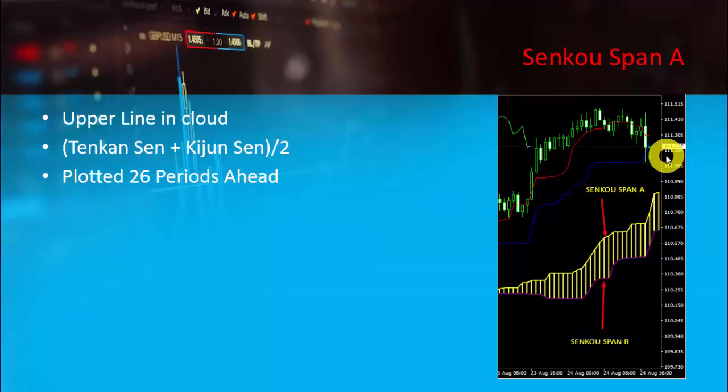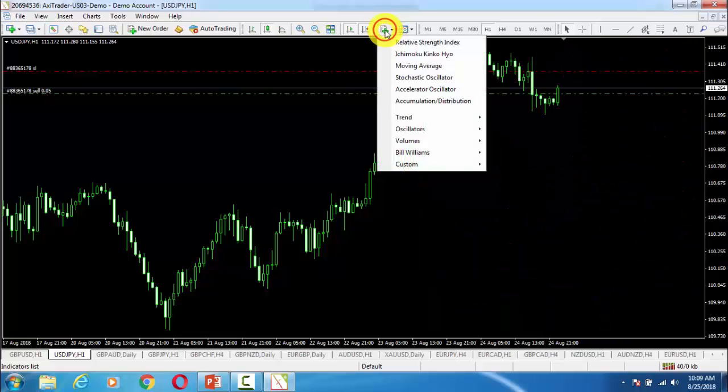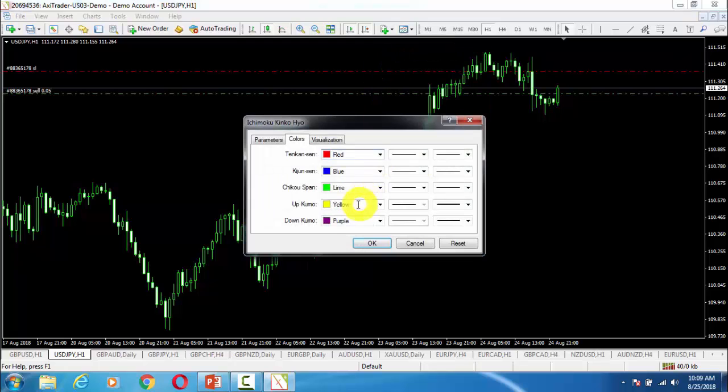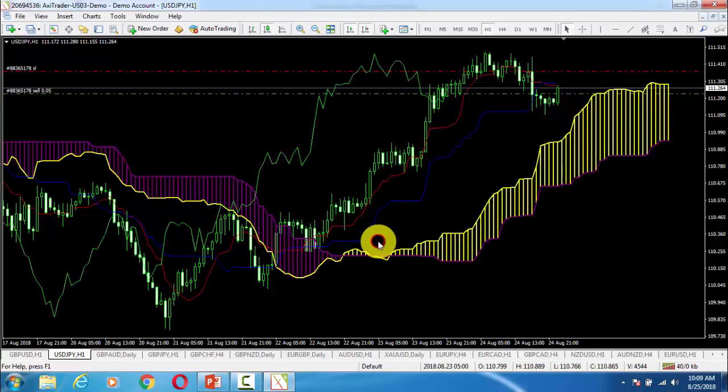So Senkou Span A means the upper line in the cloud. It is calculated from Tenkan-sen and Kijun-sen, then divided by 2, and it is plotted 26 periods ahead in our MT4. Like I will show you here on my MT4. First of all, here I will apply the Ichimoku Kinko Hyo system, and after applying that, we can choose our desired colors and then press OK.